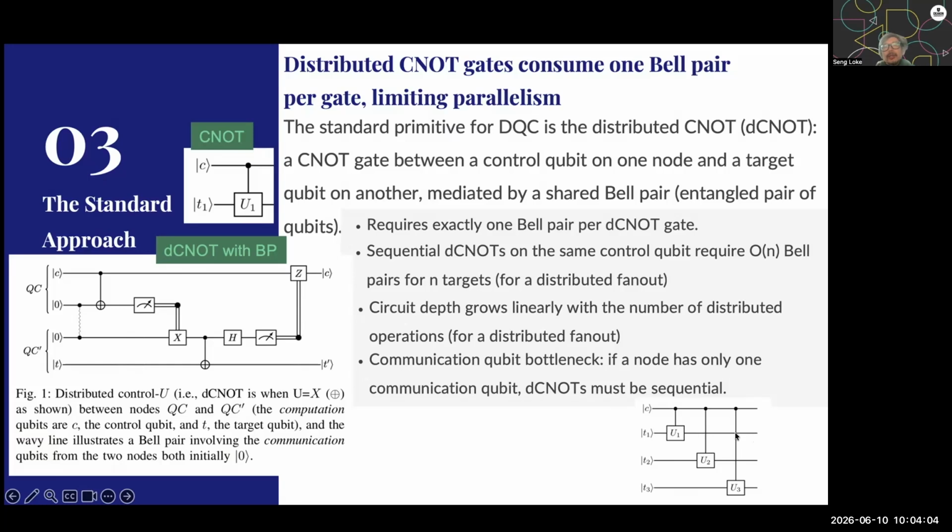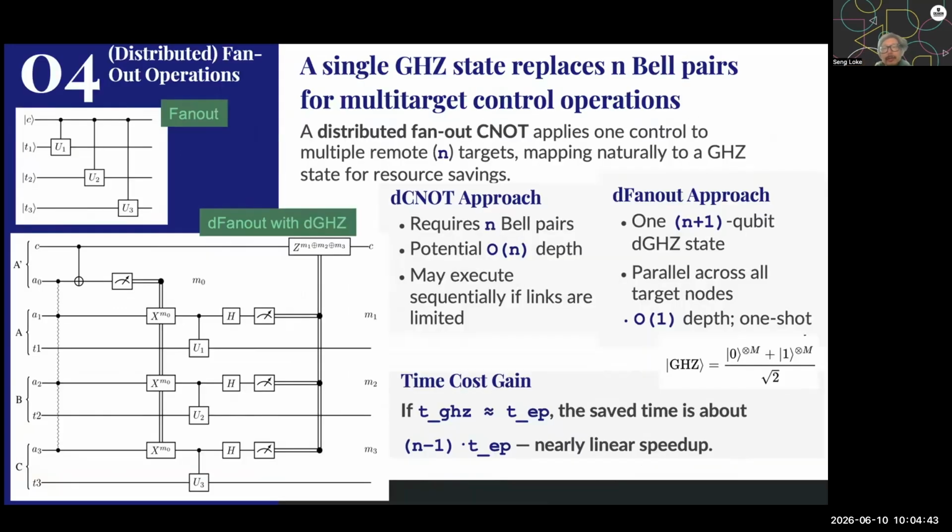But if we use an alternative gate and a GHZ state, we'll see that instead of 3 Bell pairs, we just need 1 GHZ state, which is distributed across the 4 nodes, right? And imagine if there are n of such operations over n nodes, you can collapse all that into a large GHZ state, use a large GHZ state and a large, what we call distributed fan-out operation, and do that in just one step, if you like.